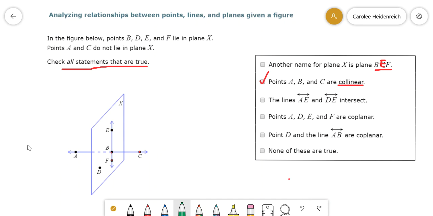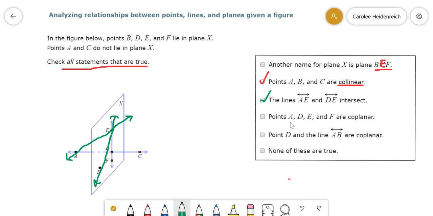Okay, so let's look here. Lines AE and DE intersect. Again, they did not draw the line AE, but we can draw the line through AE, and then it's asking if that line and the line DE, which was not drawn for us either, intersect. Yes, they do. When we draw the lines in, those lines would intersect. So just because it's not drawn doesn't mean that it can't be that way.